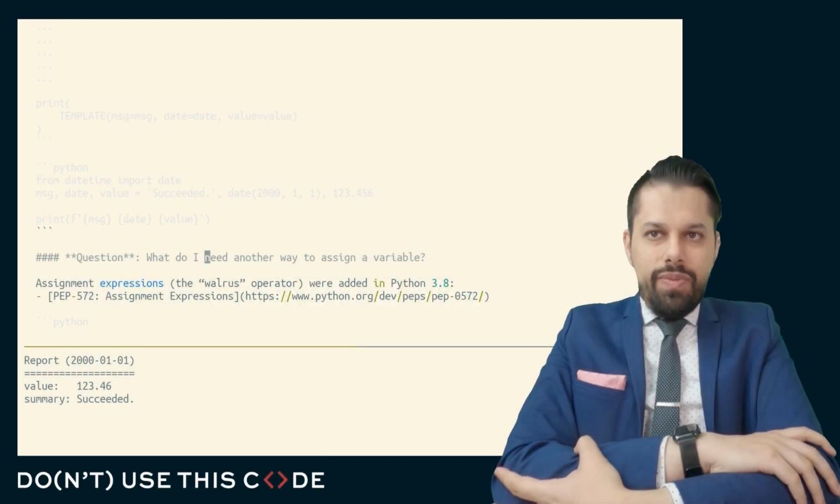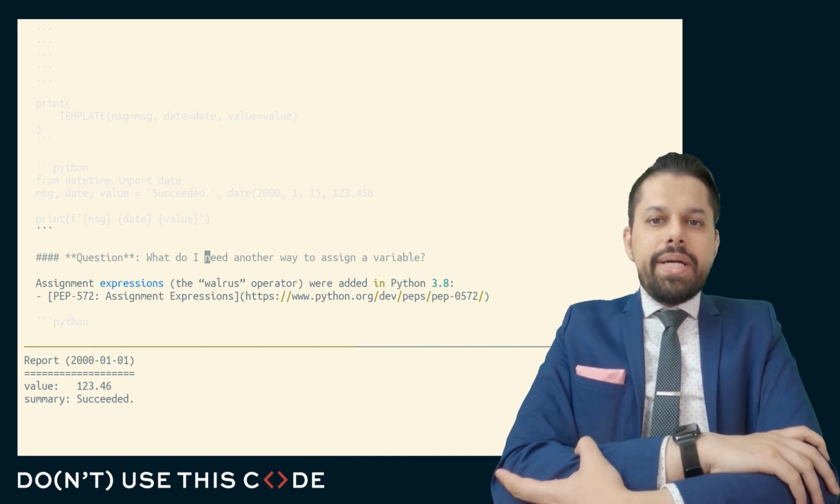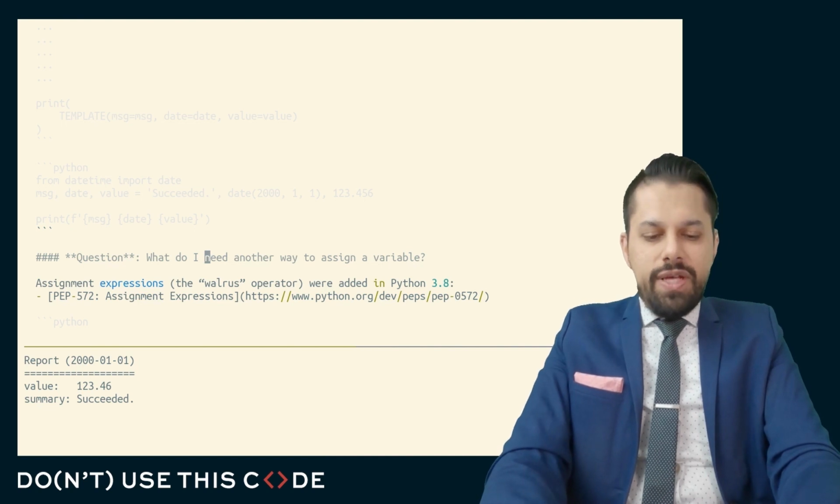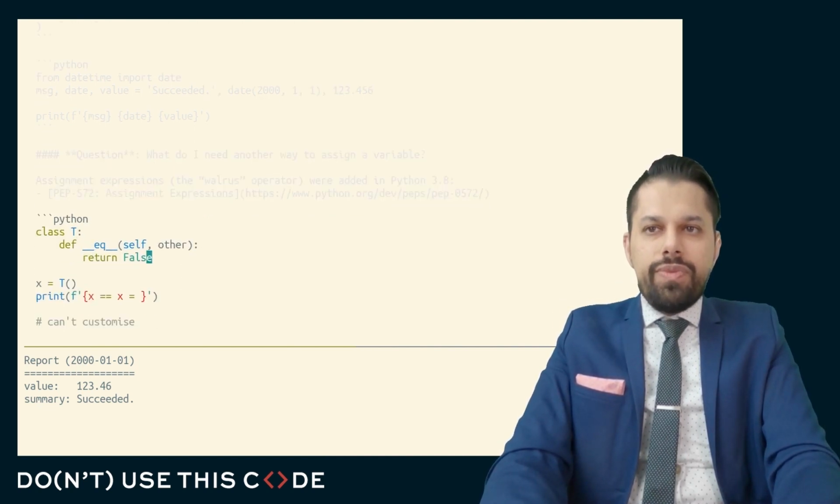Our final question. I want to share with you, why is it that we have multiple ways to assign a variable? Because in Python 3.8, we gained another operator, the so-called walrus operator, under PEP 572, assignment expressions.